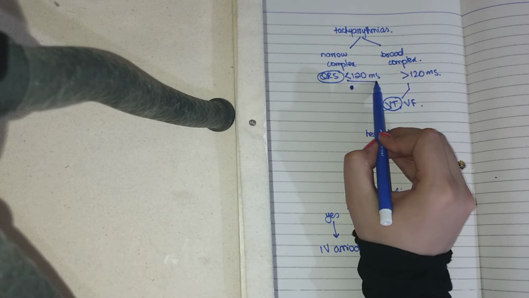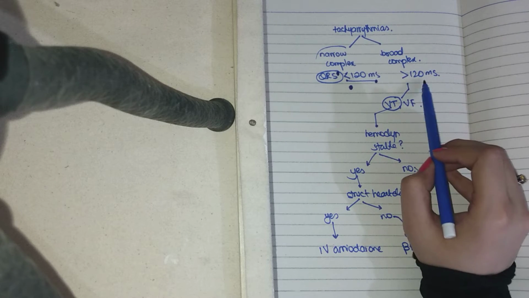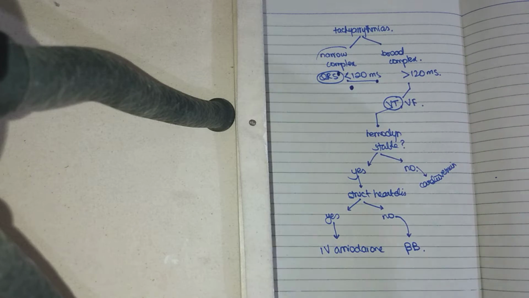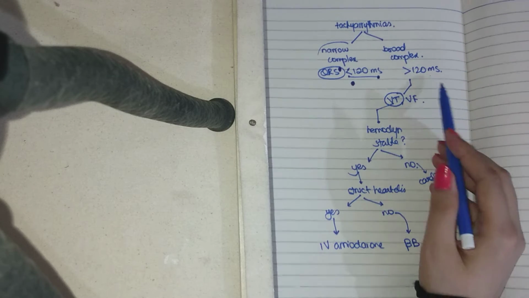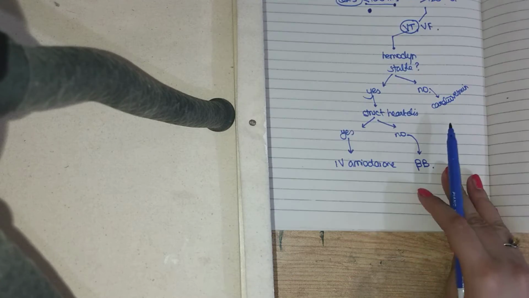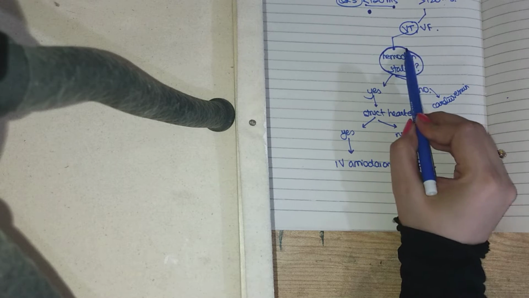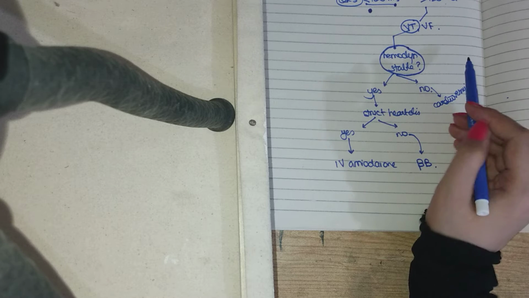If it is less than 120 millisecond, then that is a narrow complex tachycardia. If it is more than 120 millisecond, then that is a broad complex tachycardia. And broad complex tachycardias include ventricular tachycardia and fibrillation. Now, if the patient has ventricular tachycardia, we first have to look whether the patient is hemodynamically stable or not.